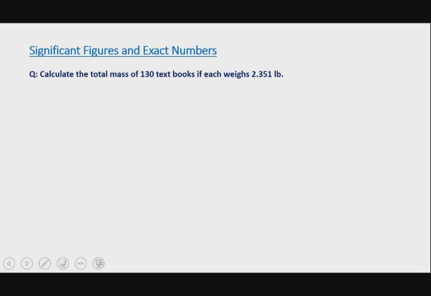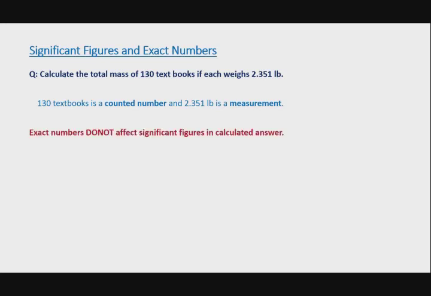Okay, what if you are dealing with a question such as this? Now, this is a slightly different question than before because it not only has a measurement, but it also has a counted number. In other words, in this particular case, 130 textbooks is a counted number, whereas 2.351 pounds is a measurement because that is determined with the use of a scale, an instrument in this case. The counted number is an exact number, but a measurement is an inexact number.